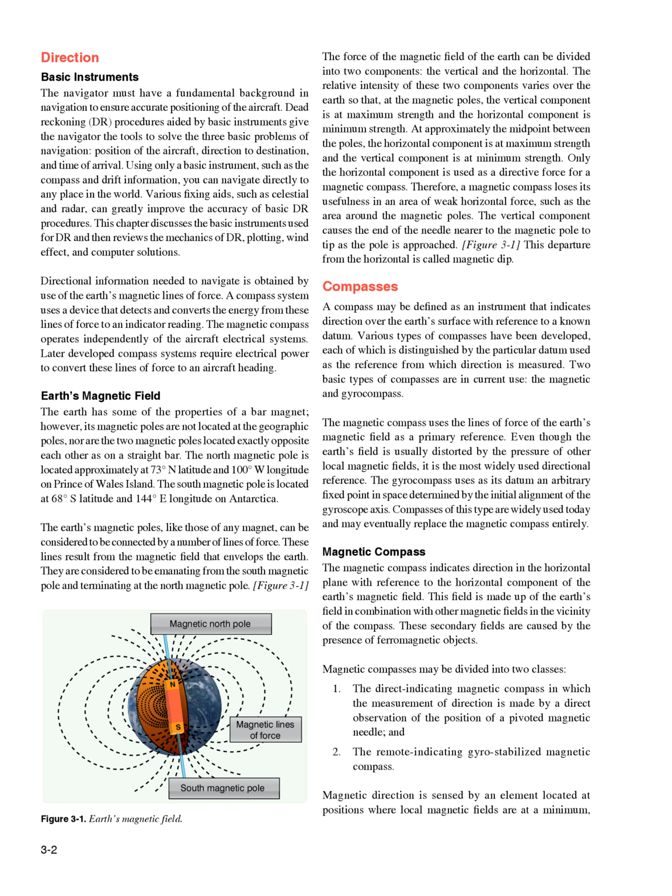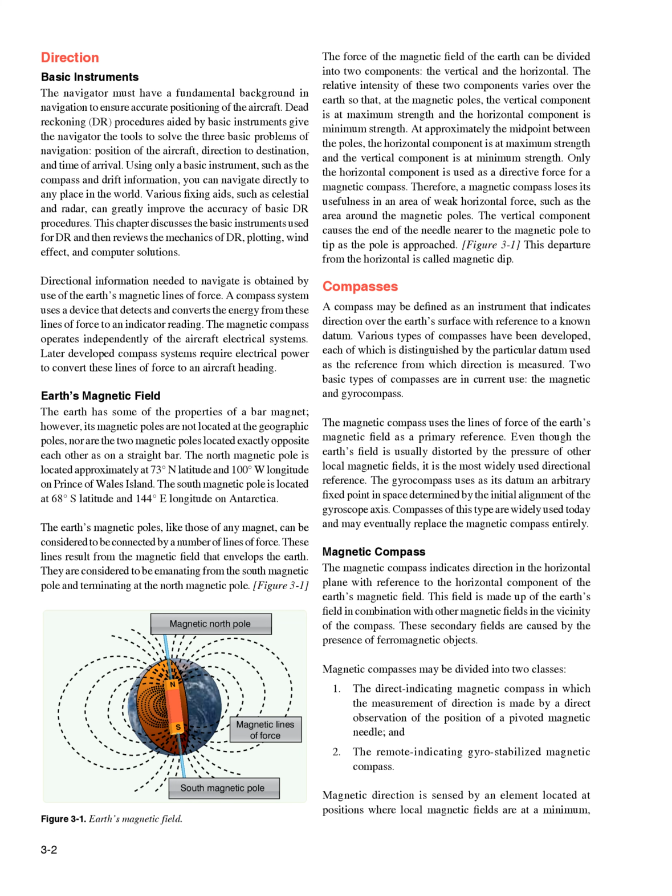They are considered to be emanating from the South Magnetic Pole and terminating at the North Magnetic Pole. Figure 3.1. The force of the magnetic field of the Earth can be divided into two components, the vertical and the horizontal. The relative intensity of these two components varies over the Earth so that, at the magnetic poles, the vertical component is at maximum strength and the horizontal component is at minimum strength. At approximately the midpoint between the poles, the horizontal component is at maximum strength and the vertical component is at minimum strength. Only the horizontal component is used as a directive force for a magnetic compass.